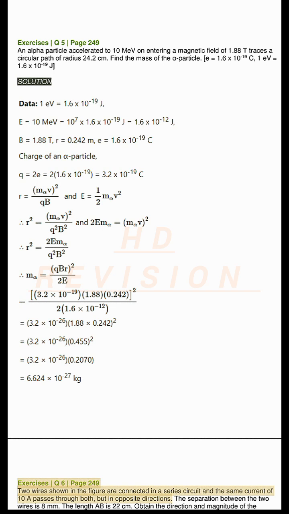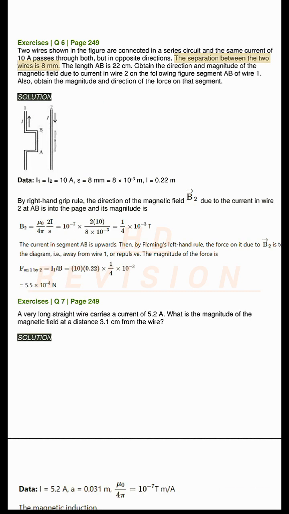Exercises Q6, page 249. Two wires shown in the figure are connected in a series circuit and the same current of 10 A passes through both, but in opposite directions. The separation between the two wires is 8 mm. The length AB is 22 cm. Obtain the direction and magnitude of the magnetic field due to current in wire 2 on segment AB of wire 1. Also, obtain the magnitude and direction of the force on that segment.